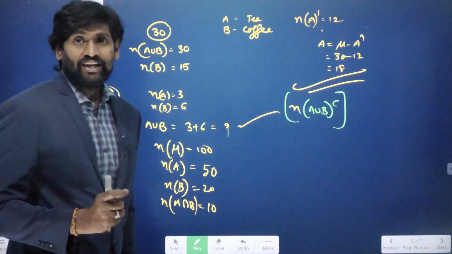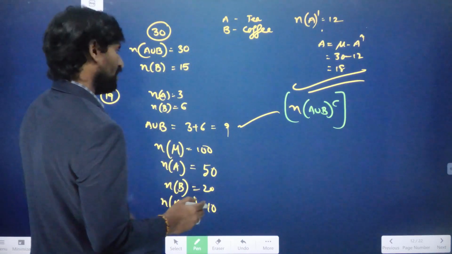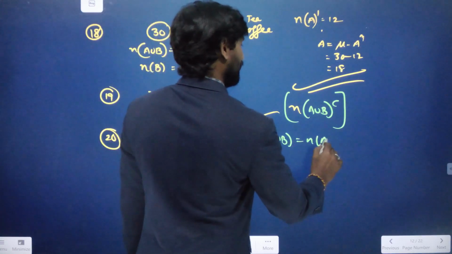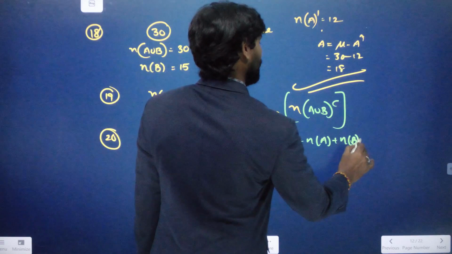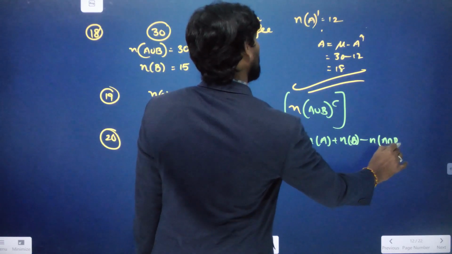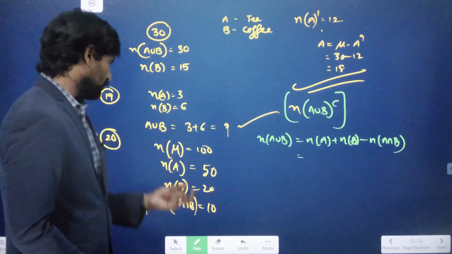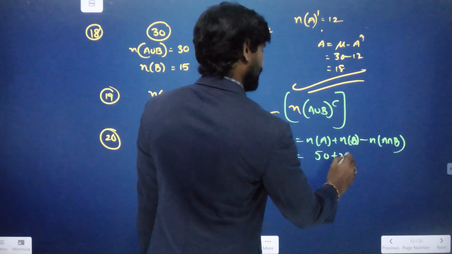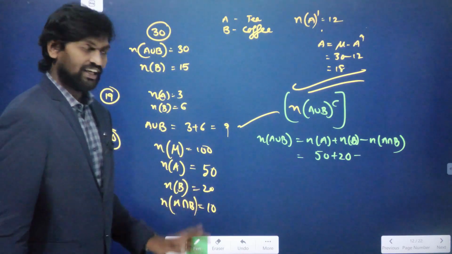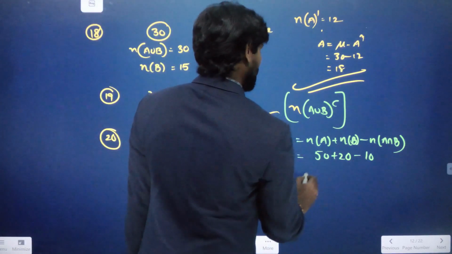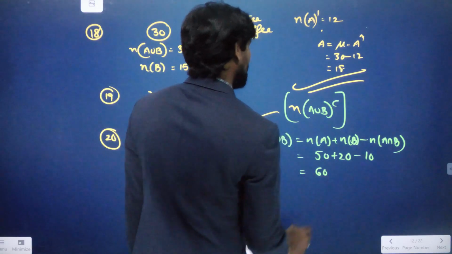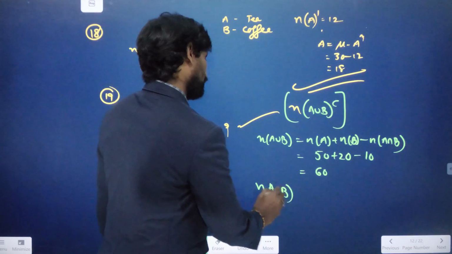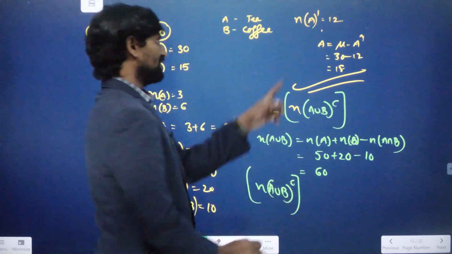Let us find out the value of n of A union B. n of A union B formula is n of A plus n of B minus n of A intersection B. So n of A value 50, n of B value 20. So 50 plus 20 minus A intersection B value 10. 50 plus 20 is 70, 70 minus 10 is 60. But the complement is asked here, n of A union B whole complement. Complement or dash, we can write like this.